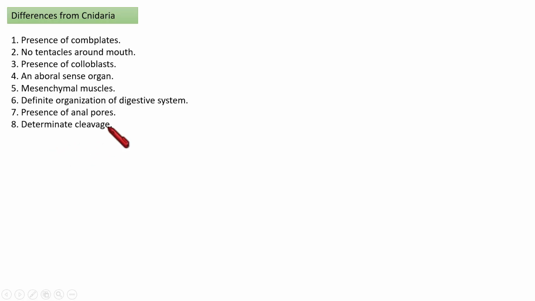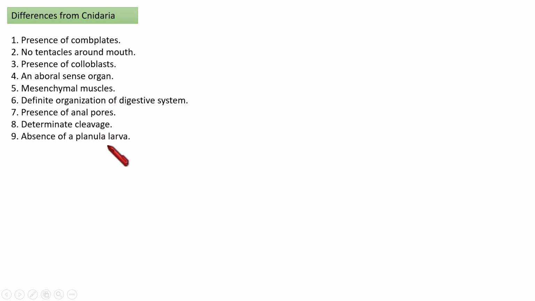Then during the development, they possess determinate type cleavage. Determinate type cleavage means that during development, at an early time itself, the fate of each cell is determined. So that type of cleavage is found in ctenophores. That is not found in Cnidaria.